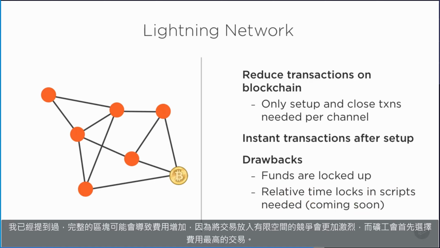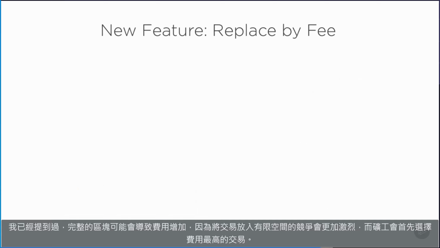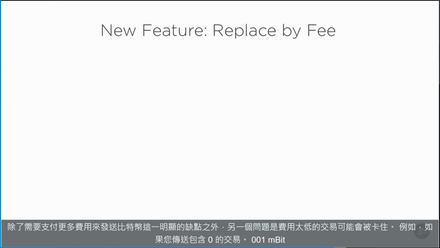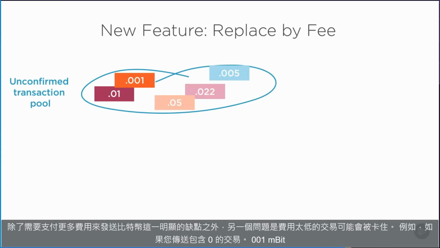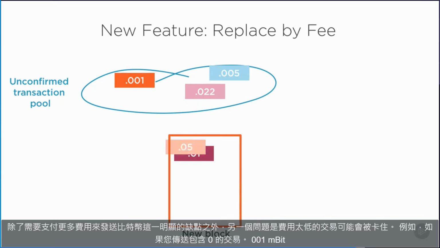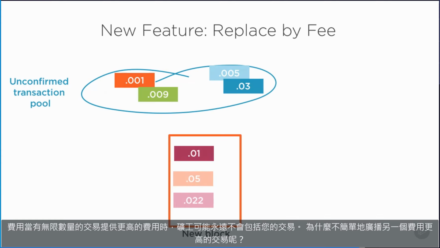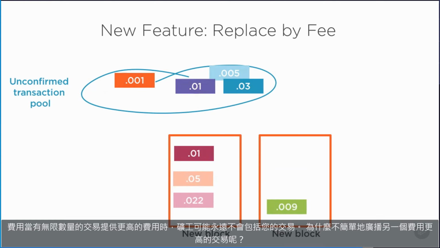I mentioned already that full blocks will likely cause fees to increase, as there will be more competition to get transactions into limited space, and miners will choose the transactions with the highest fees first. Beyond the obvious downside of having to pay more to send Bitcoins, another issue is that transactions with too low a fee may get stuck. For instance, if you send a transaction with a 0.001 millibit fee when there's an endless supply of transactions offering a higher fee, miners may never include your transaction.